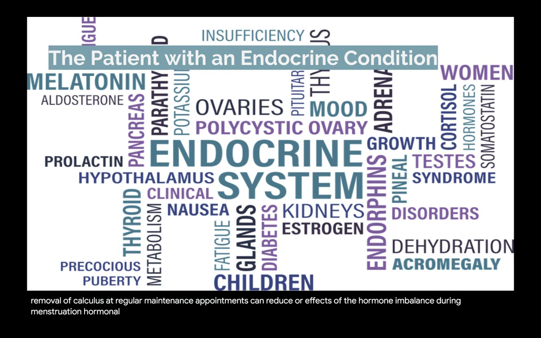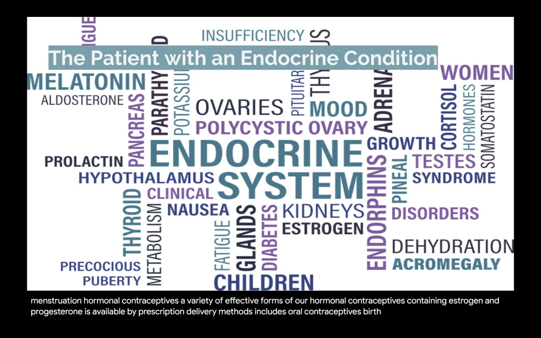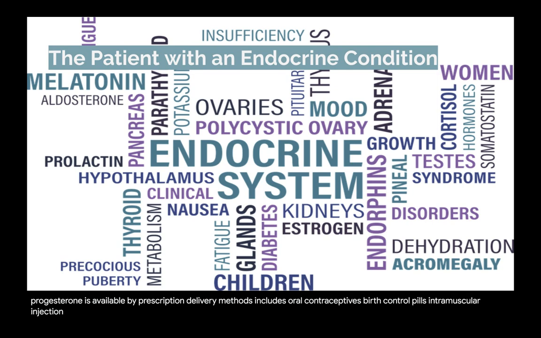Hormonal contraceptives. A variety of effective forms of hormonal contraceptives containing estrogen and progesterone is available by prescription. Delivery methods include oral contraceptives, birth control pills. Intramuscular injection contains hormones to prevent pregnancy. One shot lasts for 12 weeks.